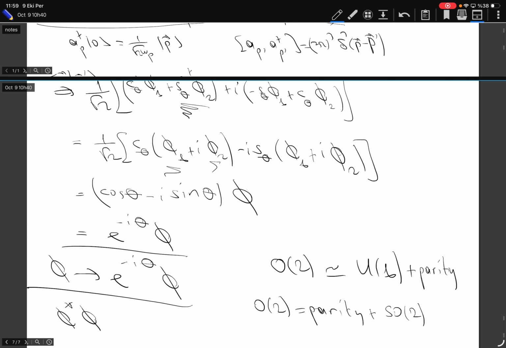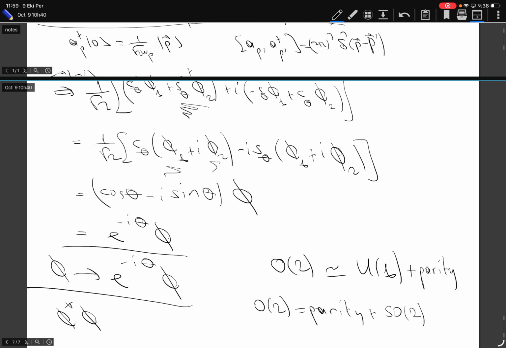My initial Lagrangian has this O2 symmetry. The symmetry we have now is U1, which came from the SO2 part, and parity is still there. But the transformation that you do is cosine theta, minus sine theta. That is SO2. Yes. My initial theory still had O2 symmetry, not SO2 symmetry. But the transformation determinant is 1. Sure.